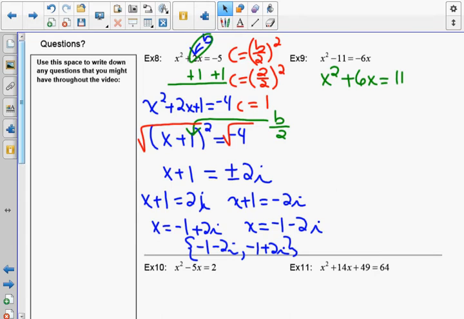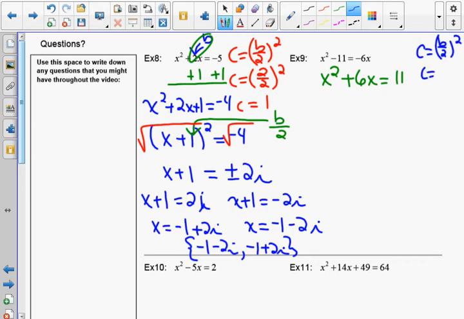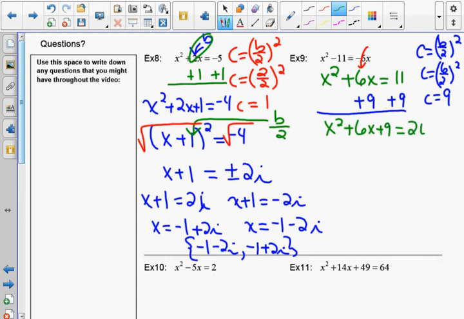Now we need to add b over 2 squared to both sides. So over here on the side, I'm going to have c is equal to b over 2 squared. So our b value is this guy right here. That's 6. So we're going to have 6 over 2 squared. 6 over 2 is 3. 3 squared is a 9. So we're going to add 9 to both sides of our equation. So now we have x squared plus 6x plus 9 is equal to 20.